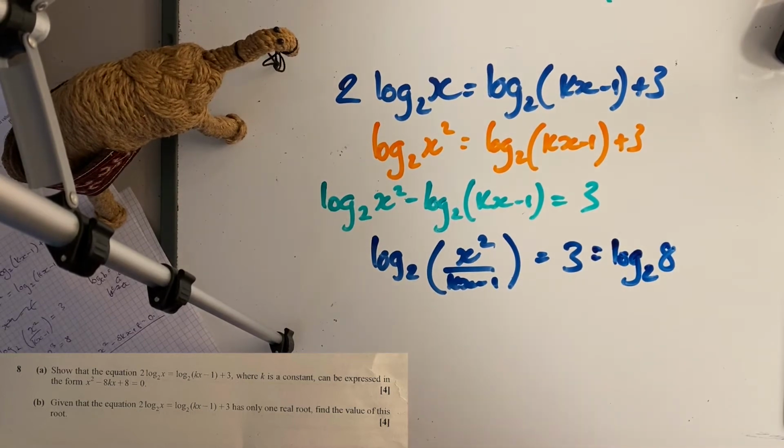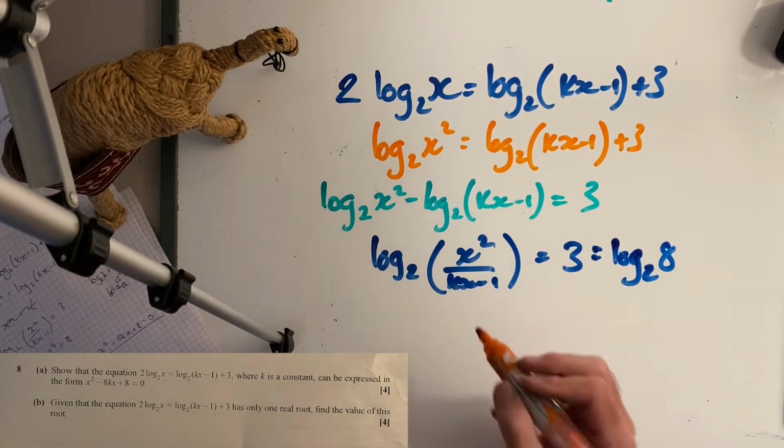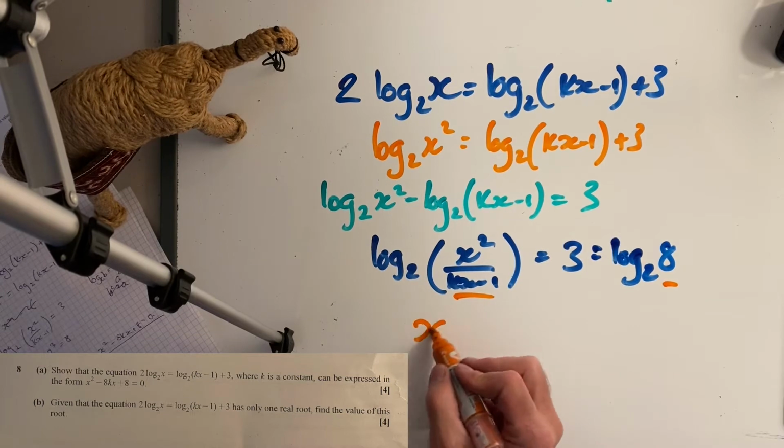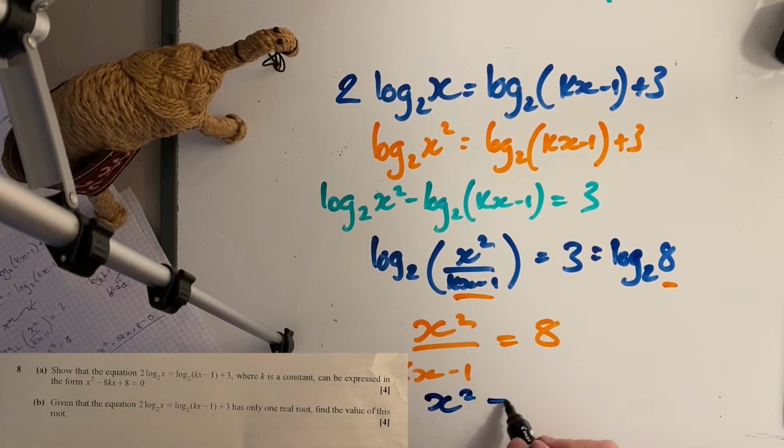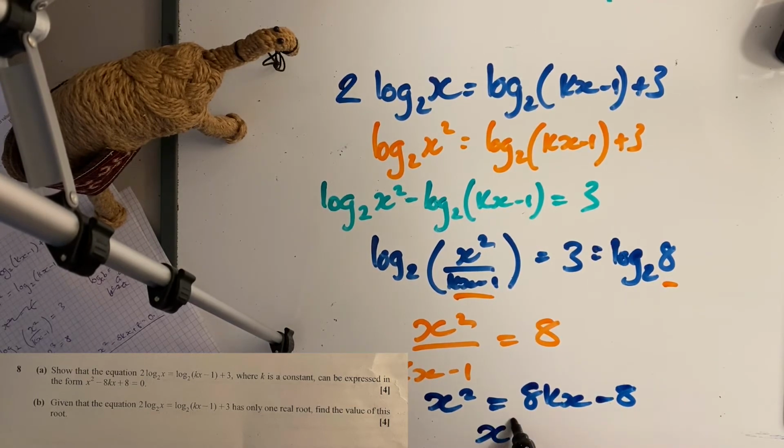So that's a third rule you need to remember. Now that you've got log base 2 on both sides, you can say that x squared over kx minus 1 equals 8. Multiply everything by the denominator, tidy it all up, and you would get what they're asking for. So those are the 3 rules you need to understand. x squared minus 8kx plus 8.